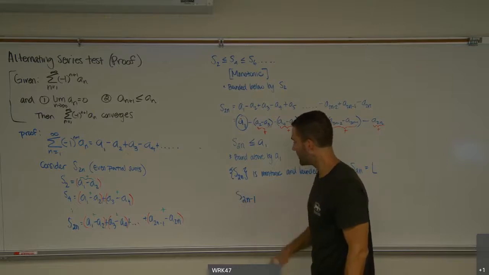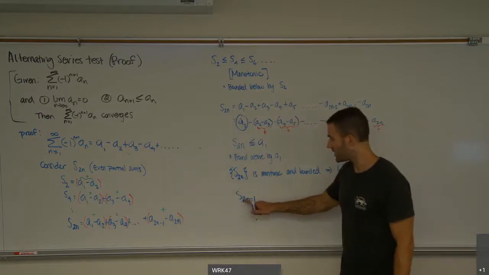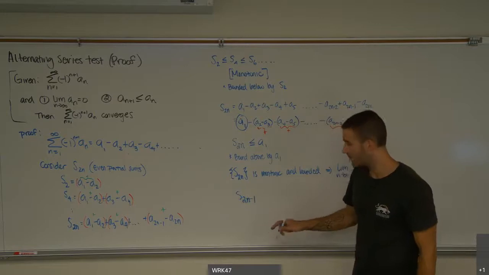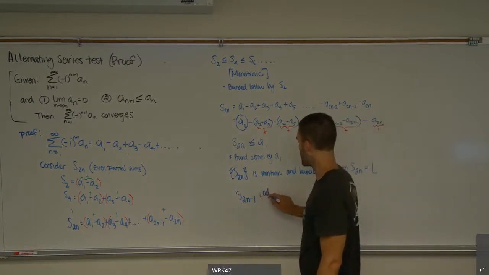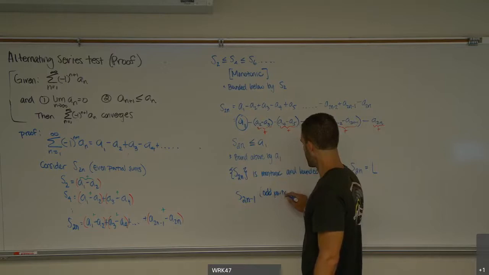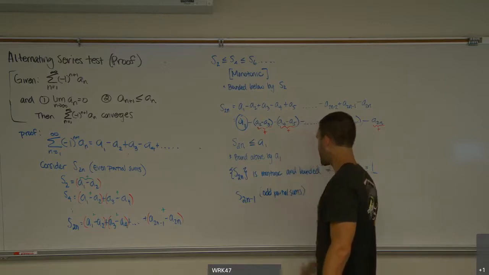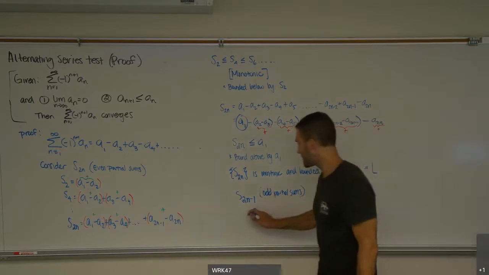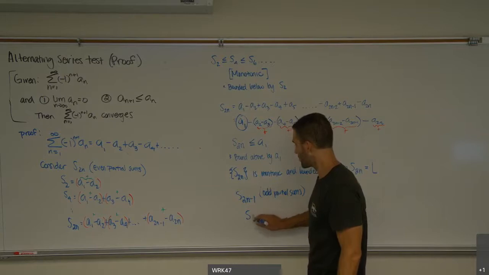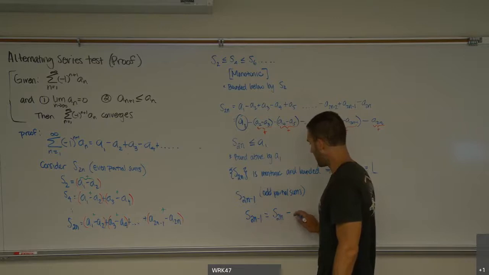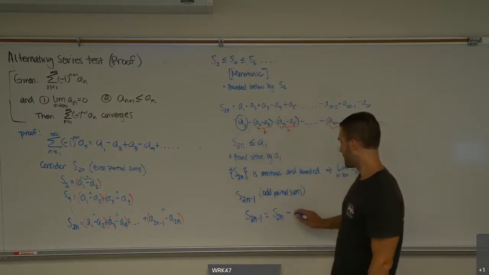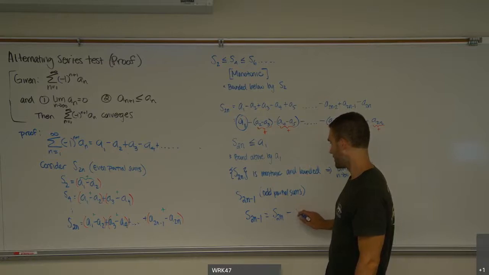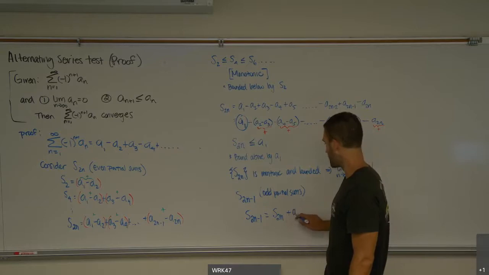S2n minus 1, the odd multiple. So when it's 1, it's S1. When it's 2, it's S3. So these are the odd partial sums. Now we're not going to go through a whole proof again with that. I'm going to use the fact that the even partial sums I already know converge. And that's because S2n minus 1 is one term short of being an even partial sum. In fact, it's S2n plus a2n.